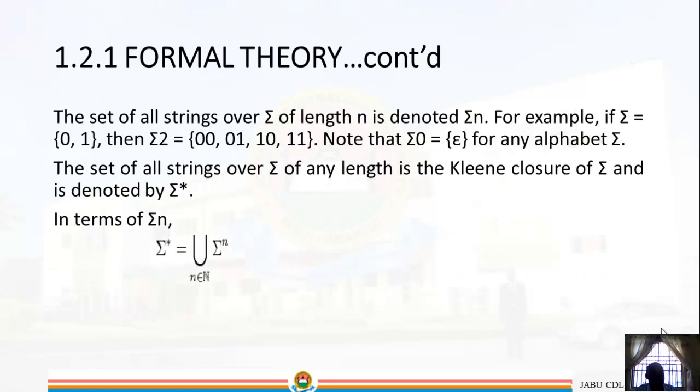Now, the set of all strings over E of length n is denoted by E^n. For example, if the alphabet E is equal to {0, 1}, then E^2 will be equal to {00, 01, 10, 11}, and so on. Note that E^0 is the empty string for any alphabet. The set of all strings over E of any length is usually called the Kleene closure of E and is denoted by E star.